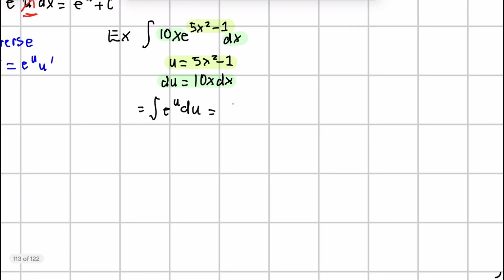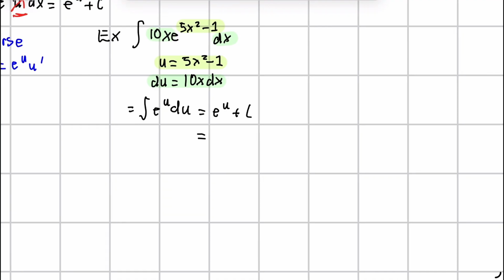So if we take the integral of this, it's going to be e to the power of u using our exponent rule, and then we're going to add c. So then we just substitute back what u was. u was just our value right there. So we're going to write e to the power of 5x squared minus 1, and then add c.